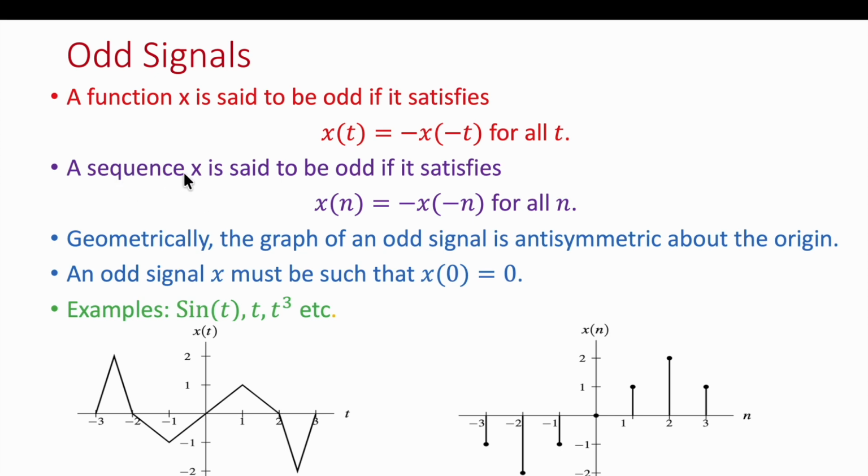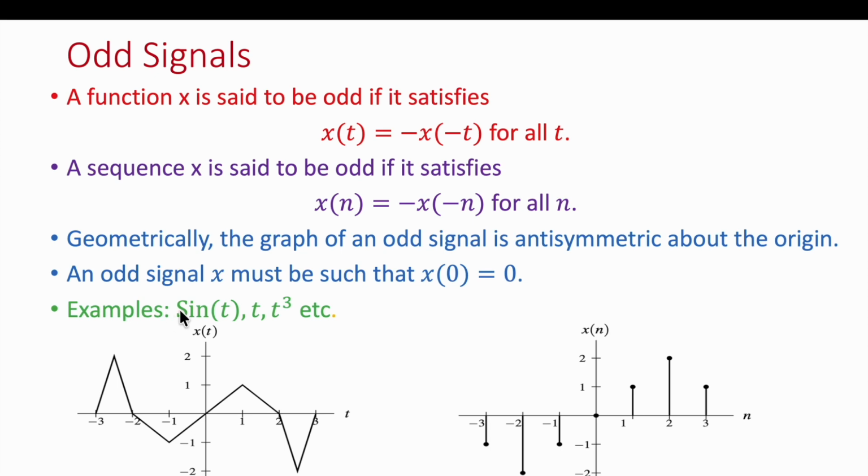Similarly, a sequence x is said to be odd if it satisfies this condition: x of n is equal to minus x of minus n for all values of n. Geometrically, the graph of an odd signal is anti-symmetric about the origin. An odd signal x must be such that x of 0 is equal to 0.